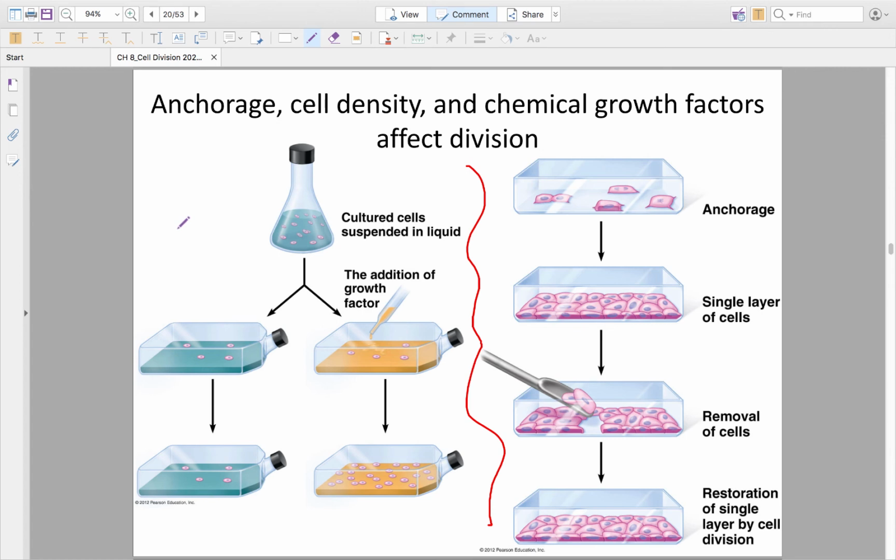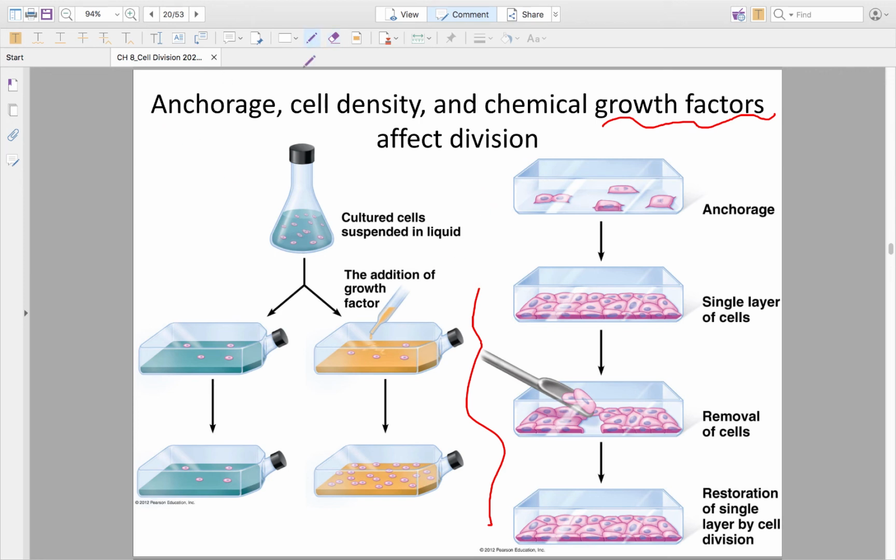This is called Anchorage Dependence, and there's also other factors: a cell density factor and a chemical growth factor. We've already talked a little bit about growth factor. So let's actually look at both sides to begin.